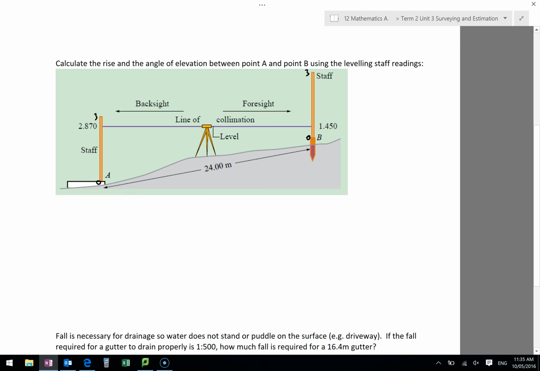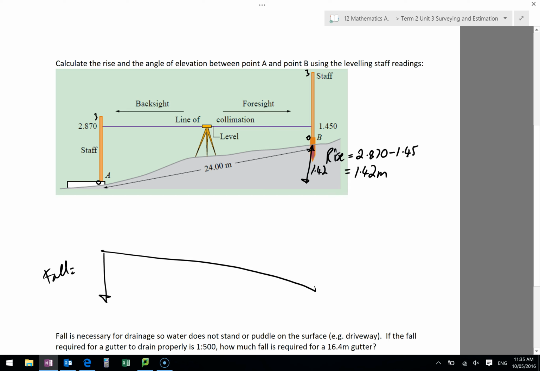Okay, so first of all, to calculate the rise, I'll take the difference between these two staff measurements. Okay, so the difference between those two is 1.42. Okay, assuming this is meters, yep, 1.42 meters difference. If it's the other way around, okay, if I'm looking at a fall, downwards, I'll just write fall equals and do the same subtraction. Okay, so part A, the fall is 1.42 meters.